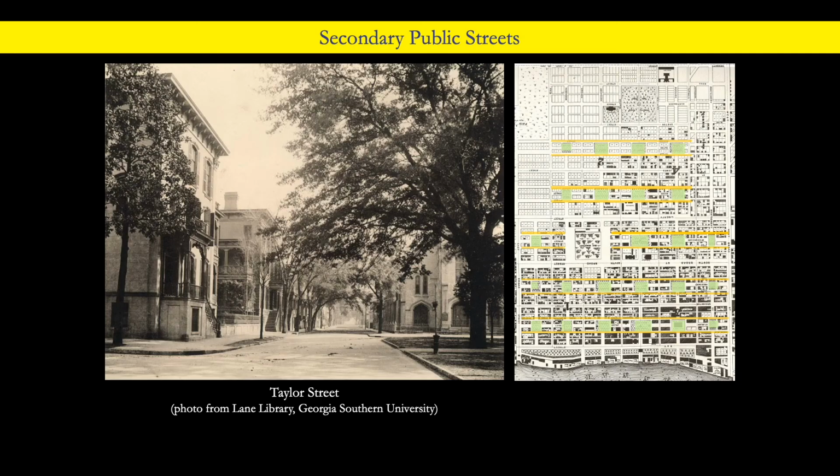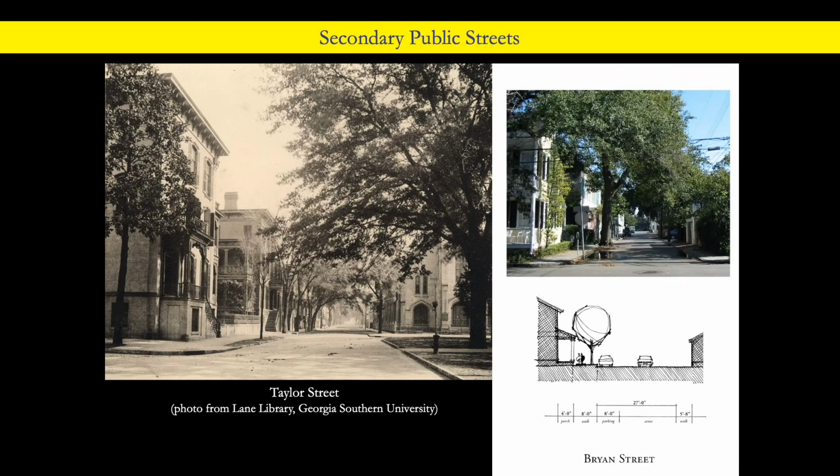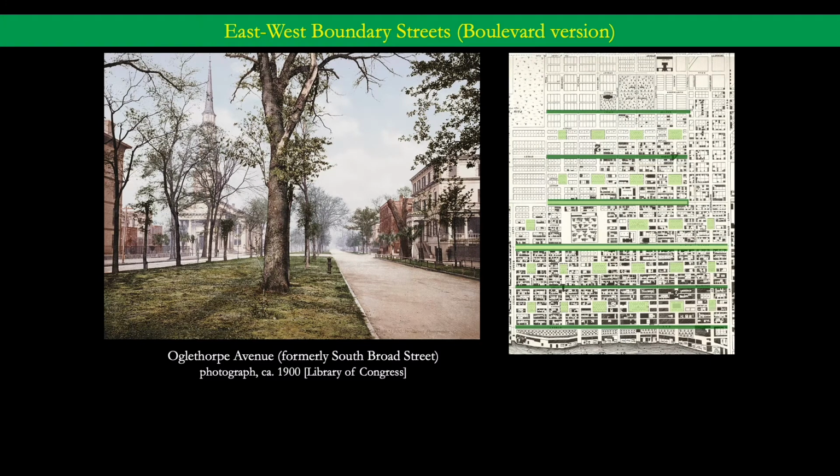The secondary public streets, as we said, are more intimate. The houses encroach upon them with their stairs, also tree lines sliding past the squares. It's these east-west boundary streets that we mentioned that are most different. I'm not going to go through all of them. One acts as a kind of retail main street, Broughton Street. The most remarkable is Oglethorpe Street, which we've already mentioned, formerly called South Broad Street.